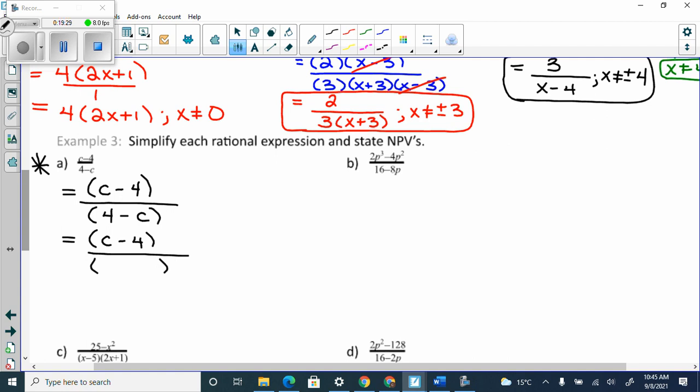So what am I going to write? Yeah, negative c, because that's the sign with it. And then what? Plus 4. What do you see between these two?